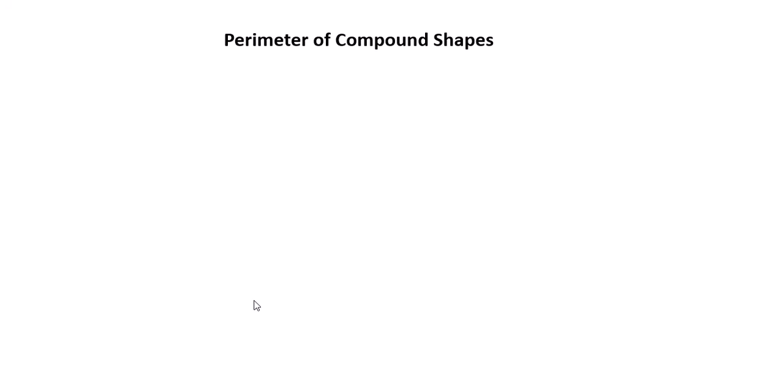Let's look at the perimeter of compound shapes. Find the perimeter of this compound shape. We have two methods of solving this. The first method is what I'm going to teach you now. This is the shape.